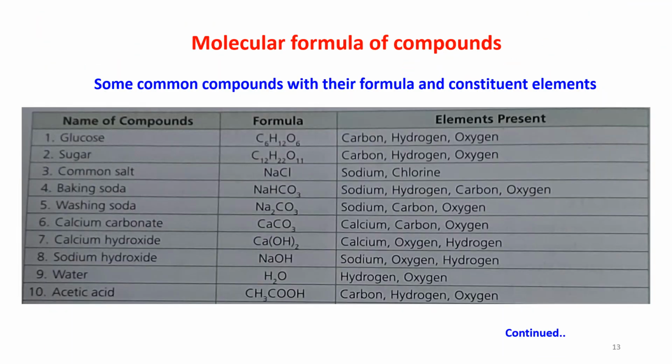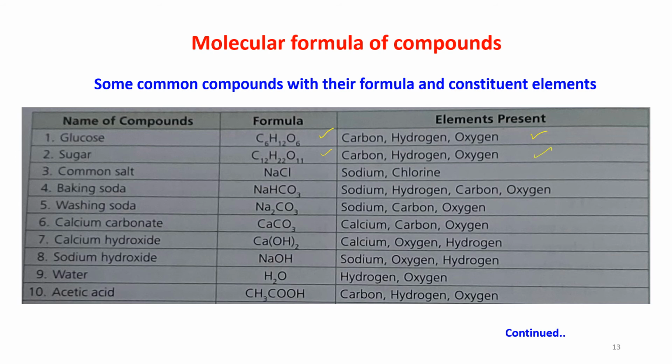Some common compounds with their formula and constituent elements. Glucose. The formula is C6H12O6. What are the elements present in it? Carbon, hydrogen and oxygen. Sugar. The formula is C12H22O11. This sugar is also having the same elements which are present in glucose: carbon, hydrogen and oxygen.